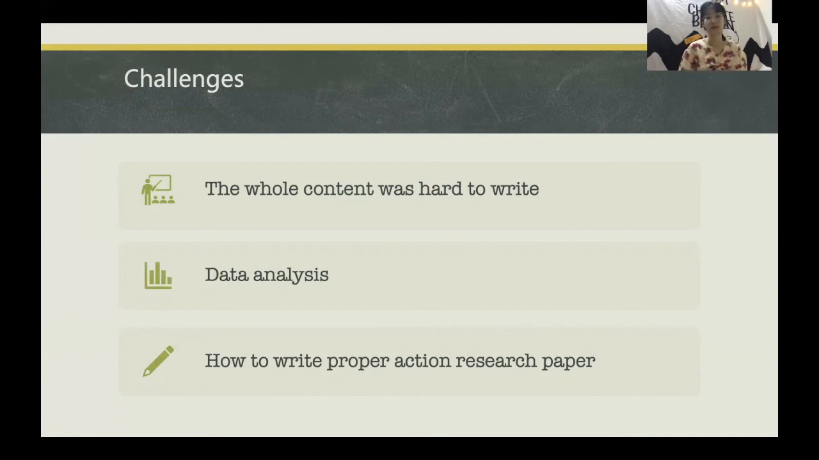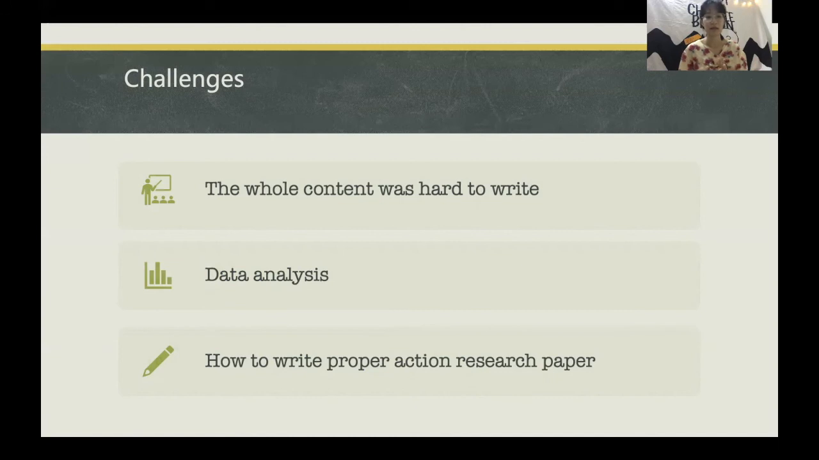And the next is data analysis. Data analysis is difficult for this research, because we just based it on the PPG video record. We don't have many other data to analyze.